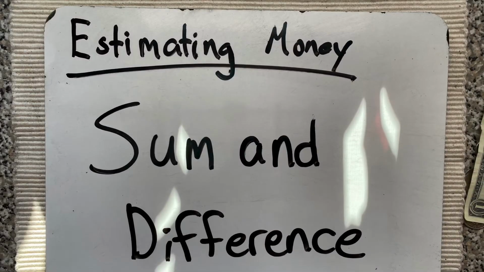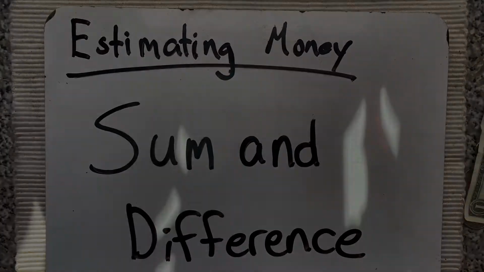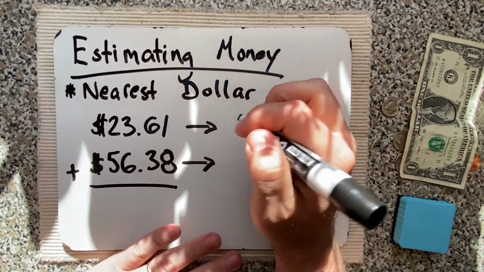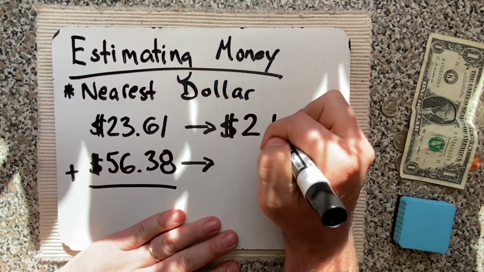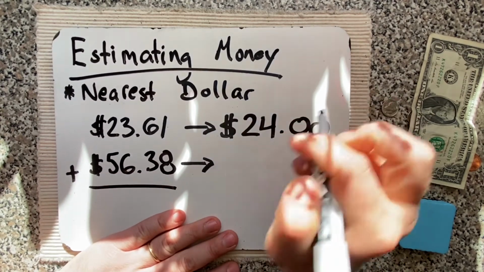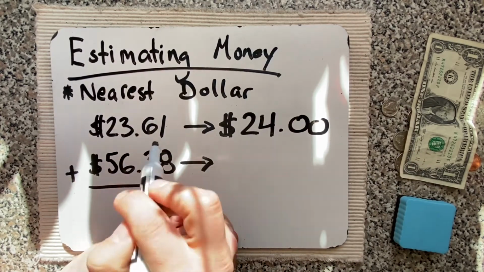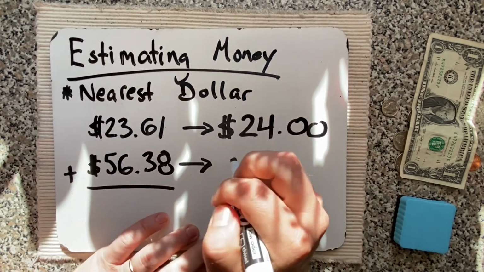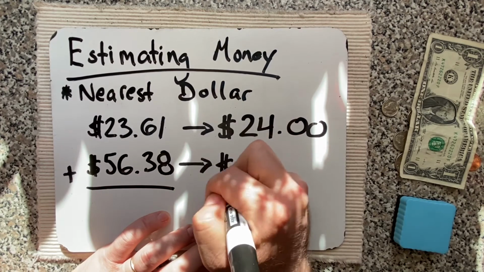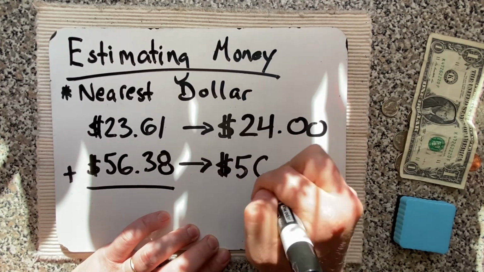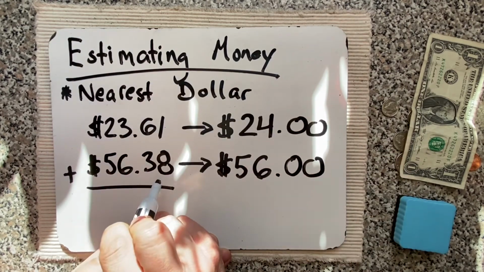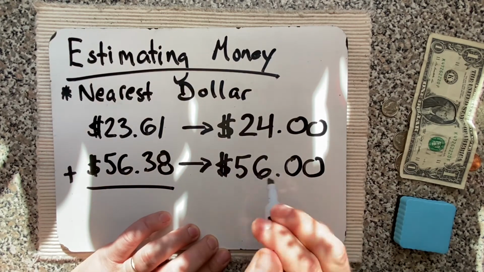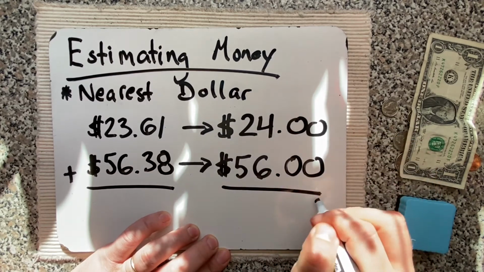Now let's look at a few equations, starting with sum and difference. Our first problem is $23.61 plus $56.38. We could round that up to $24 plus rounding that down to 56. If we remember our money addition properties, we would do this the same way we would do any addition problem. We're going to draw our equation line below it, adding in our place values.